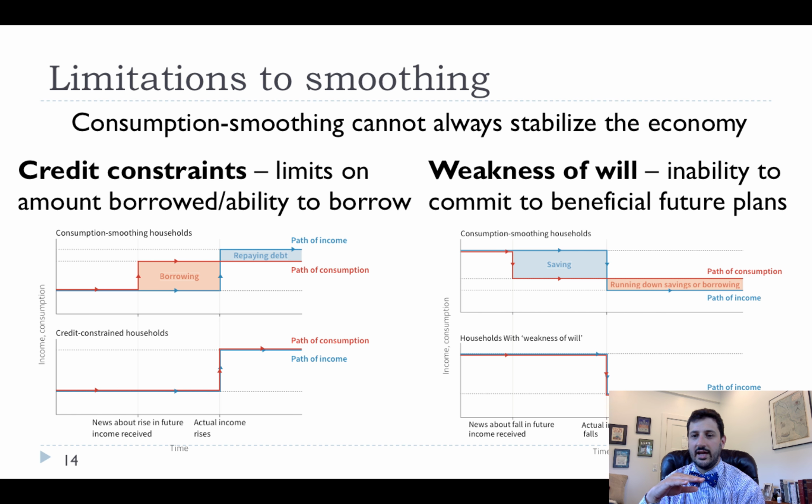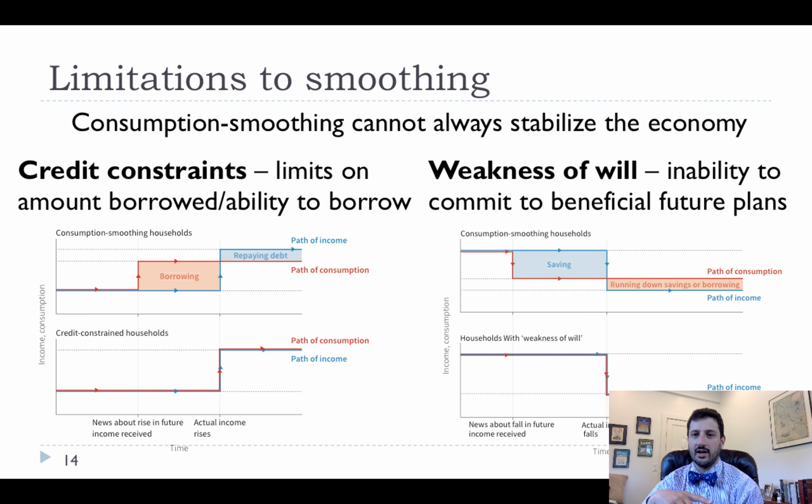Another issue is sort of weakness of will, right? This is sometimes called by the fancy name hyperbolic discounting, where you make a plan. You say, okay, I'm going to save, and then I'm going to spend down that savings. But then today comes, and you're like, oh well, I'd really like to go buy that thing, right? And that's something we see very commonly in households.